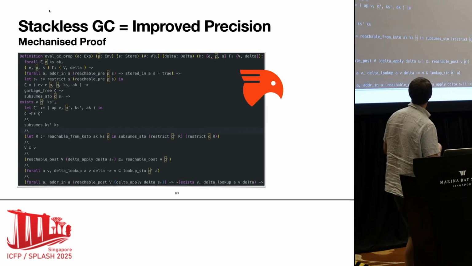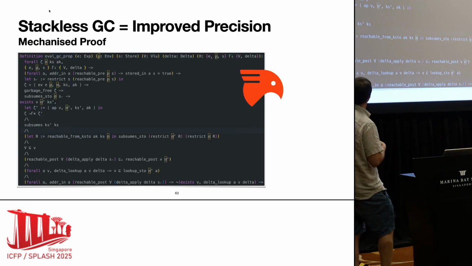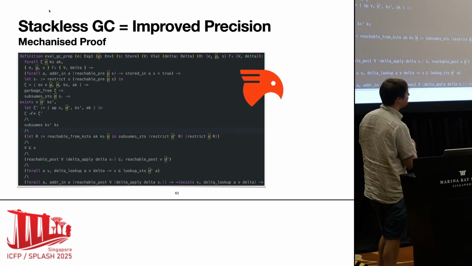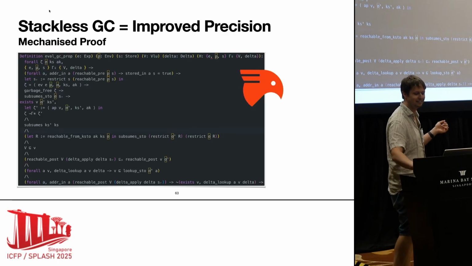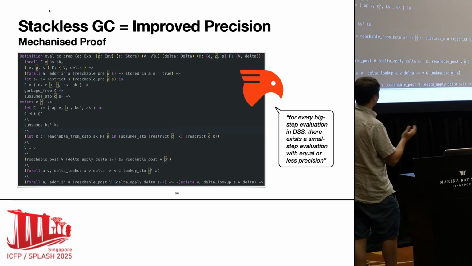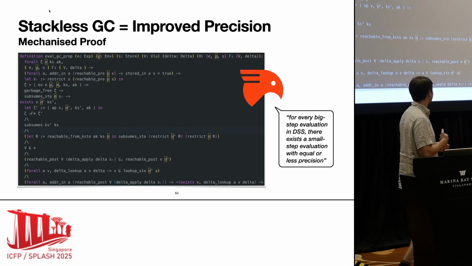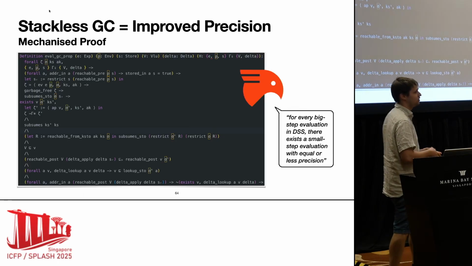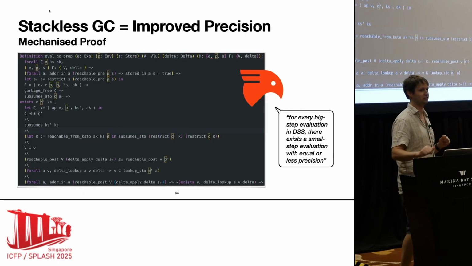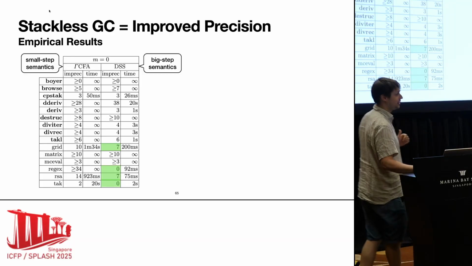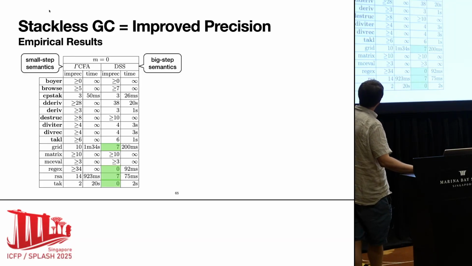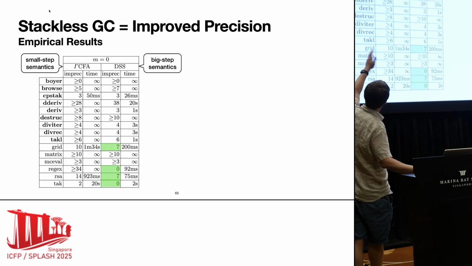So we have made a proof in the Coq theorem prover that basically states that stackless GC actually indeed improves precision over the traditional GC. It states that for every big step evaluation in DSS, we also have a small step evaluation with equal or less precision.